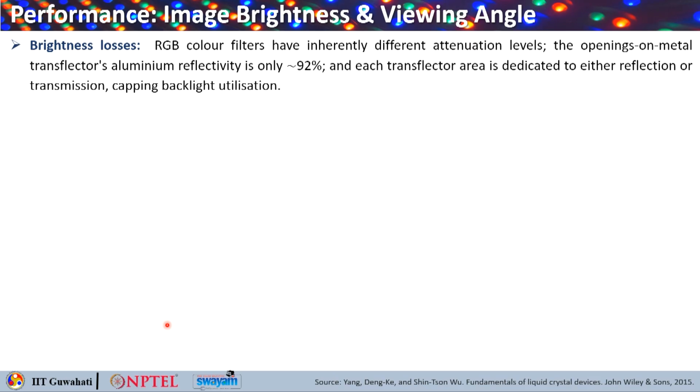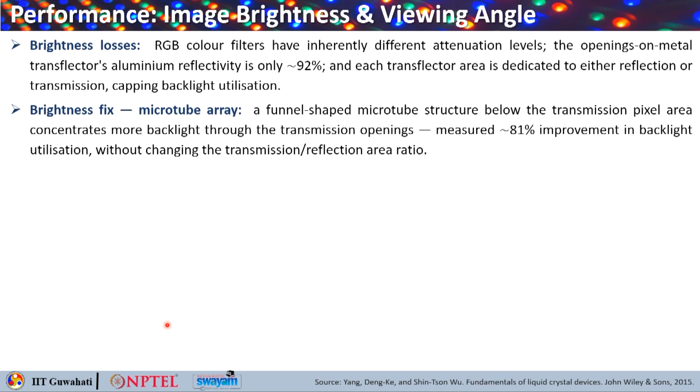If you compare the performance in terms of image brightness and viewing angle, you will see that there are brightness losses, because the RGB color filters inherently have different attenuation levels. For the openings on metal transreflectors, aluminum reflectivity is found to be only around 92%. Each transreflective area is dedicated to either reflection or transmission, so that is basically capping the backlight utilization. So what is the fix for this brightness problem?